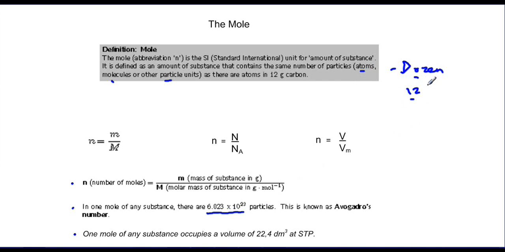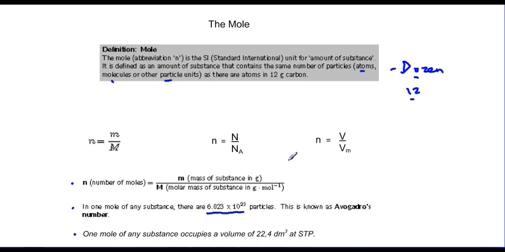So if you go to the bakery and you don't want a dozen, you want half a dozen, then half a dozen will become 6. So similarly, if you want half a mole of atoms, then it won't be 6,023 times 10 to the 23. It will be 3,023 times 10 to the 23 particles.